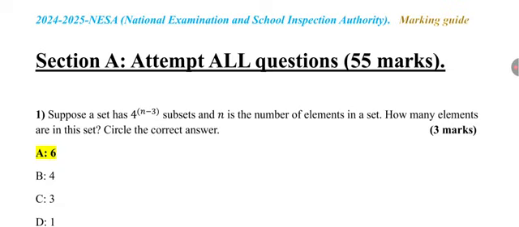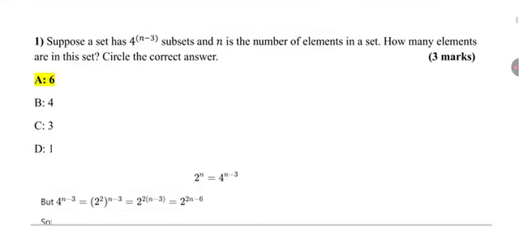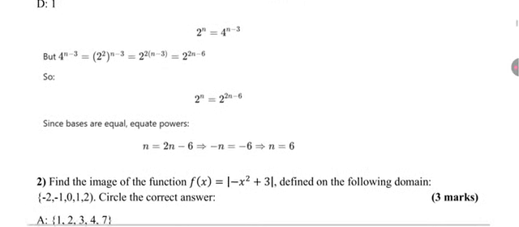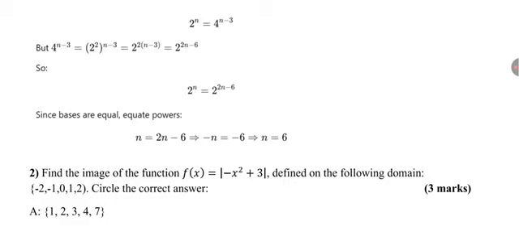As you know, in section A, it's almost requiring you to attempt all questions out of 55 marks. And here question one was talking about, suppose a set has 4 power n minus 3 subsets, and n is the number of elements in a set. How many elements are in this set? Circle the correct answer. As you see in the color of yellow, the correct answer is A, which is 6. But here is the proof of that answer, as you see the question is written and is worked out.